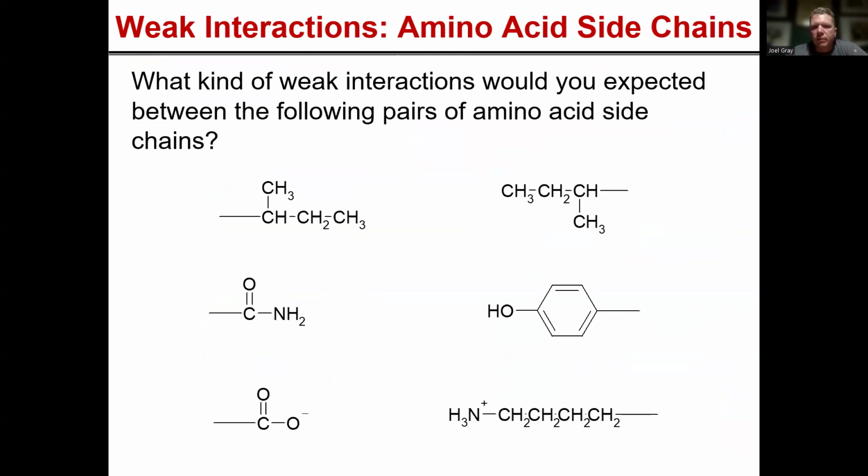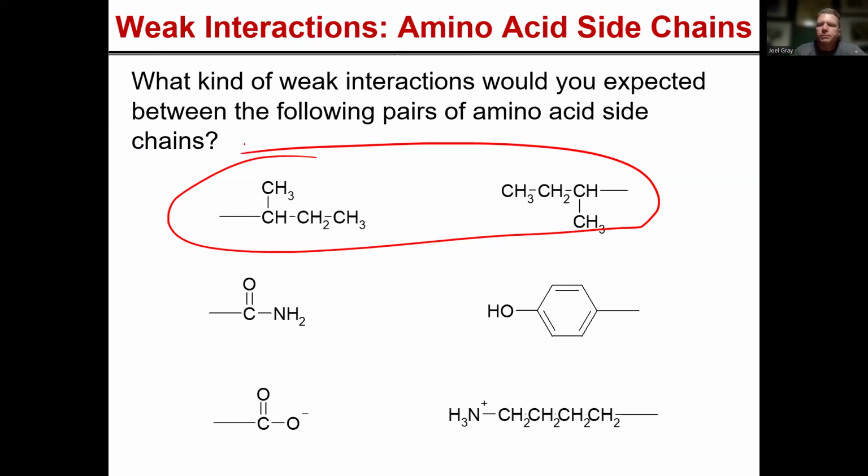Now, when we look at different amino acid R groups, which is what we see here, I want you to think about what types of interactions would be found between these two. So we look at these two residues. We've got hydrocarbons. What do you think those hydrocarbons are going to want to do when water's around? That's right, they're probably going to want to repel it.